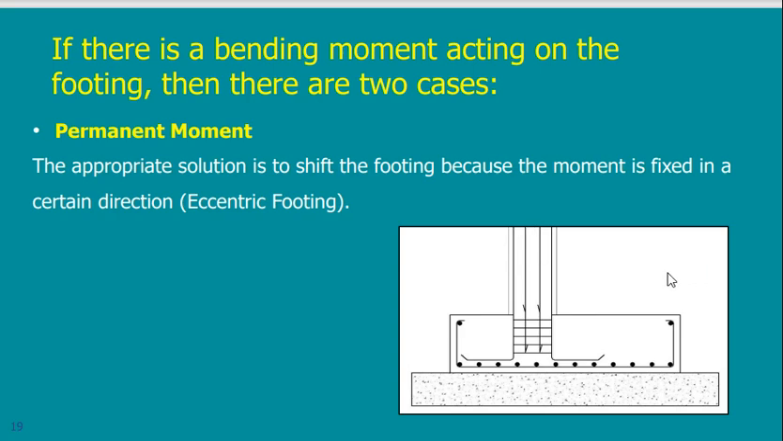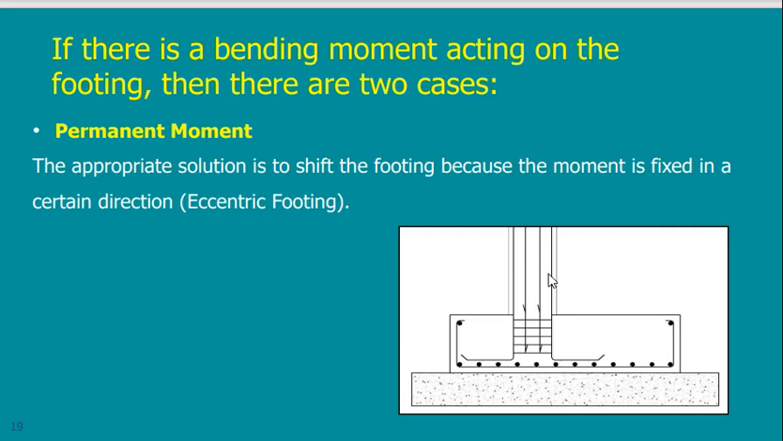If I divide M by N, and I take this column, instead of being in the middle, shifted by the value of the eccentricity E, which is M by N, then the value of the resulting moment on this footing will be equal to what? Zero. Because you managed to vanish the moment. So this is the first case.